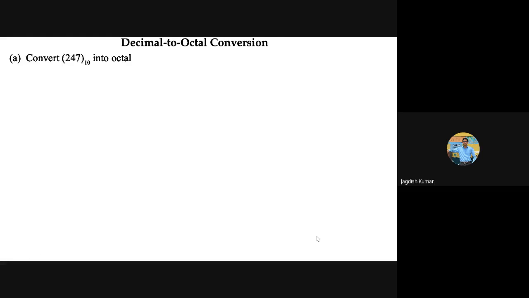Let us see some other examples. Now let me give this to you. Having done that previous example, let us convert this number to the octal number system. Now how will we do this? You apply your mind and let me know what this number is equal to in the octal number system. 247 to the base 10. What is this number equal to?